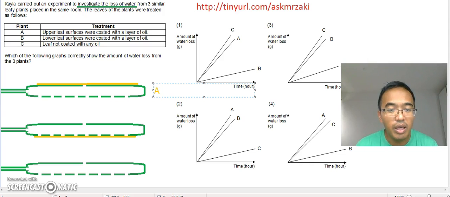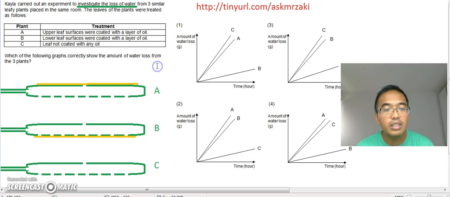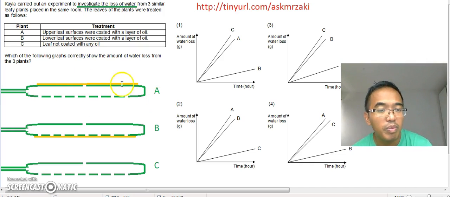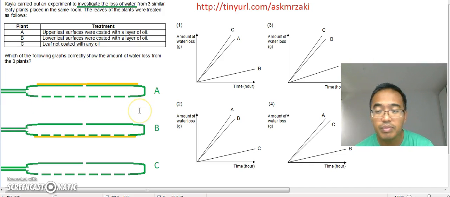So this is leaf A. Let's have a nicer color for that. This is leaf A, alright? And this is leaf B, and this is leaf C. Alright, so you can see now that leaf A has one stomata covered in this diagram, whereas the other stomata are not covered. So imagine if you are water vapor here, you can still escape through these holes, right?